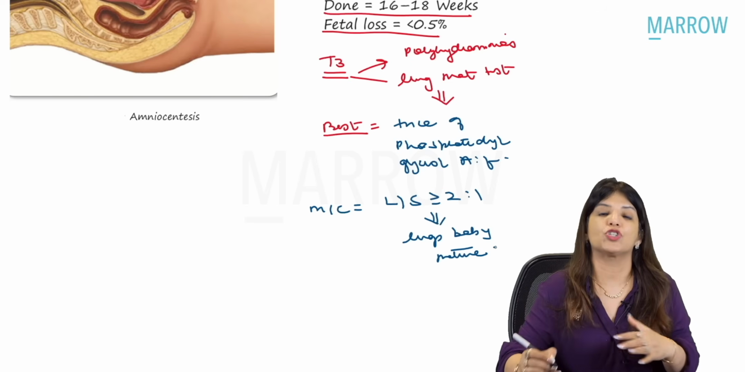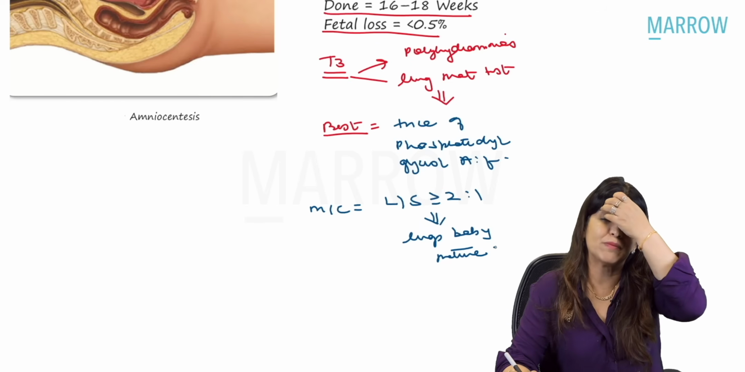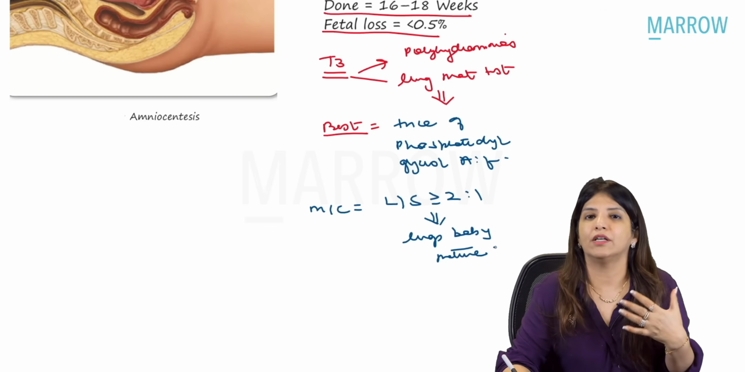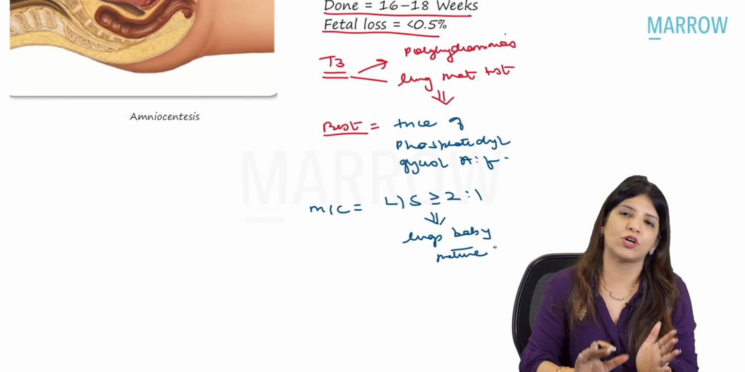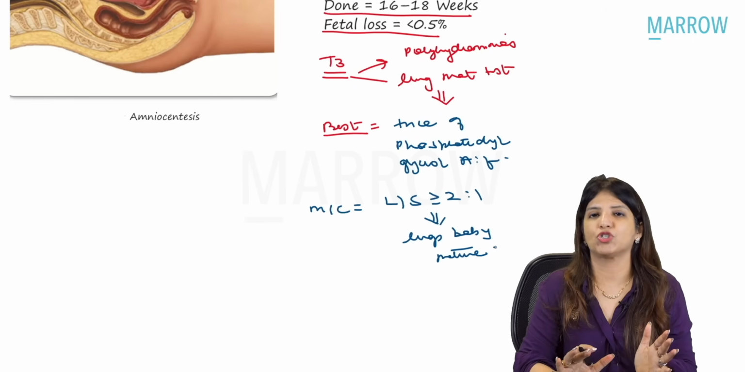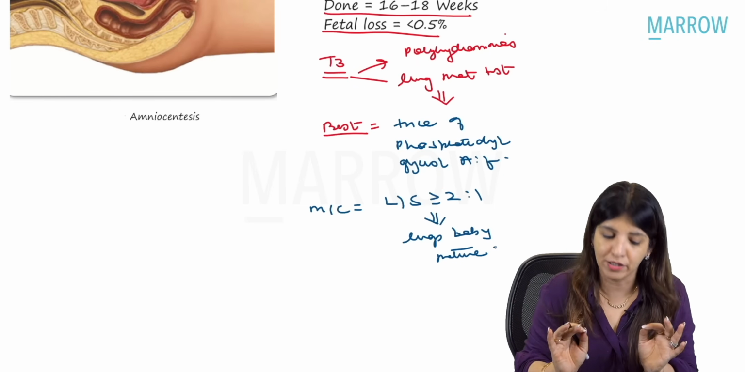Please remember this question they ask you in this format, that what is the best test to be done in diabetic mothers to know that the lungs of the baby are mature, whether it is diabetic mother or non-diabetic mother. Best test for lung maturity always is phosphatidylglycerol.